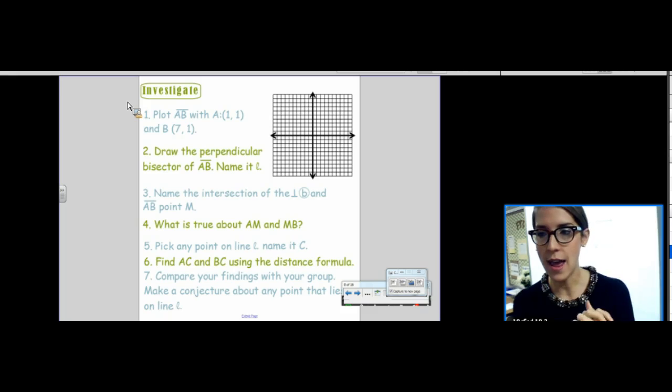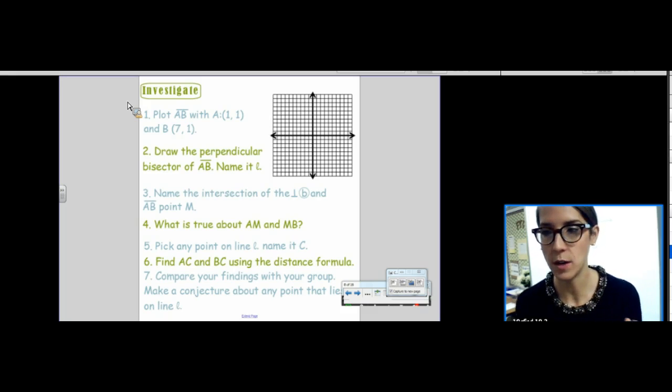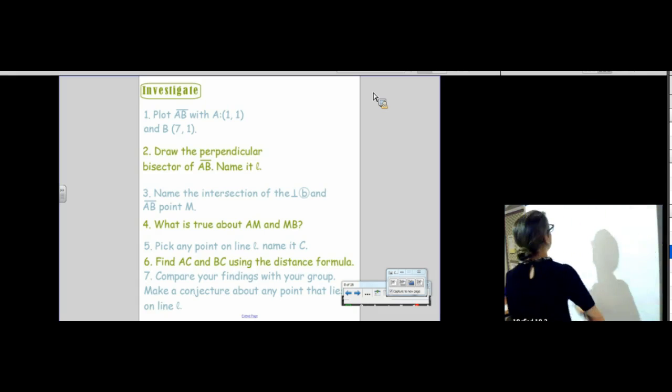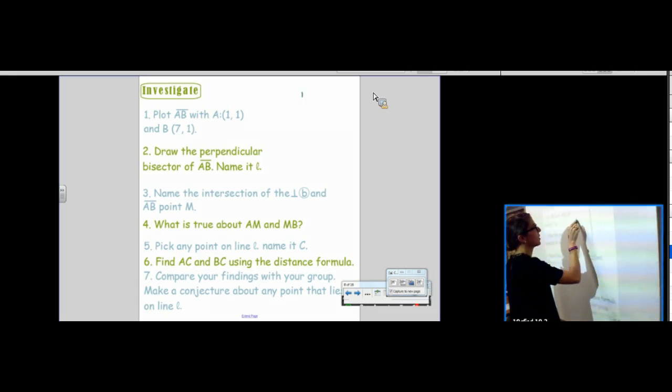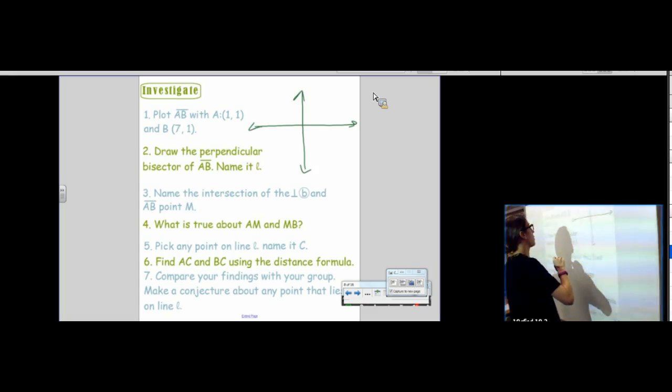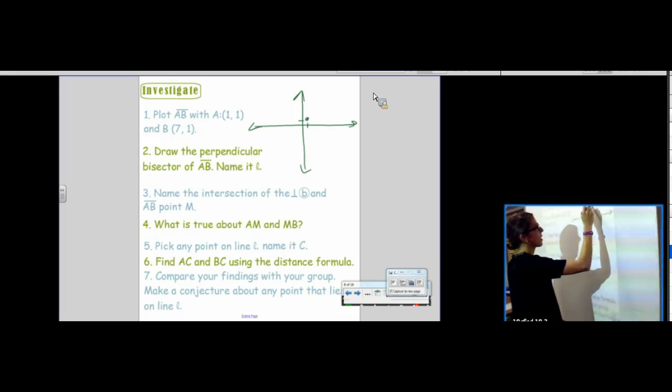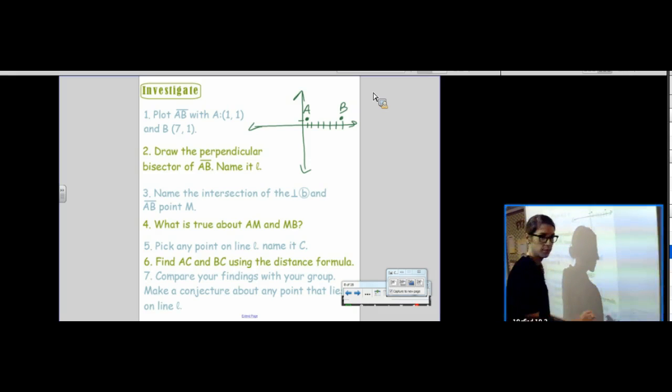I need you to draw a coordinate plane real quick in your notes, wherever you take notes. If you have a ruler today, because I told y'all to bring rulers, if you could do me a favor and use a ruler, that would help. You want to put A at 1, 1, and then 2, 3, 4, 5, 6, 7, and B at 7, 1.